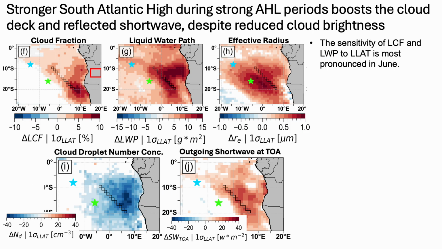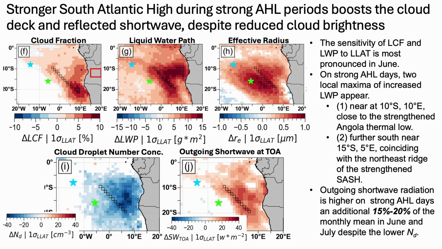So because of this covariance between heat low strength and the South Atlantic subtropical high, smoke transport is at its minimum when the cloud deck is most well formed. The sensitivity is most pronounced in June. It decreases through August. And what you'll find is that even though droplet number concentration is decreased, the outgoing shortwave is increased because of these coinciding increases in cloud fraction and liquid water path.